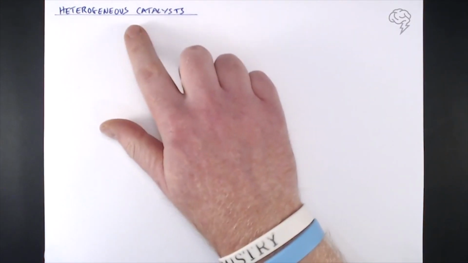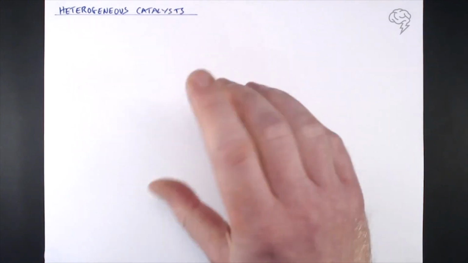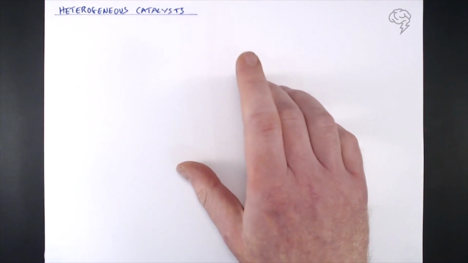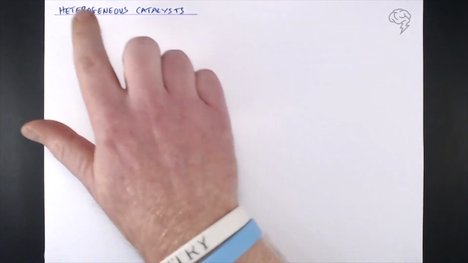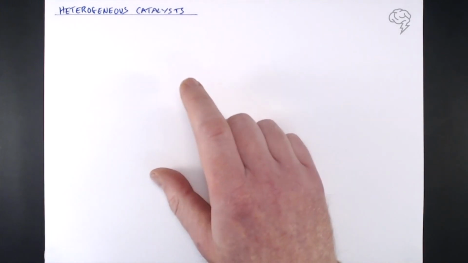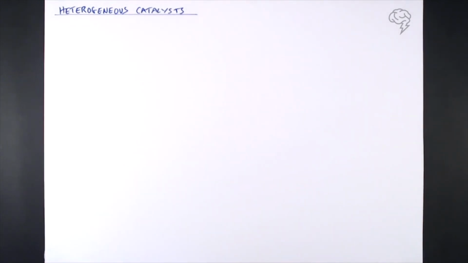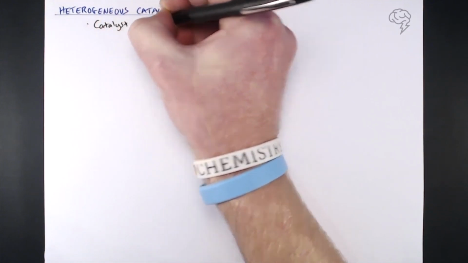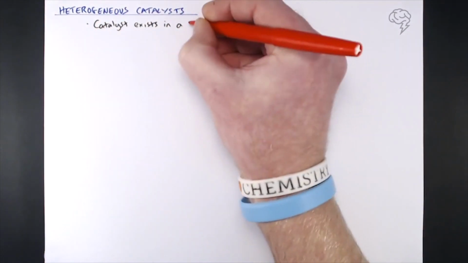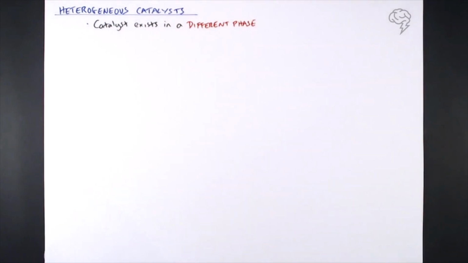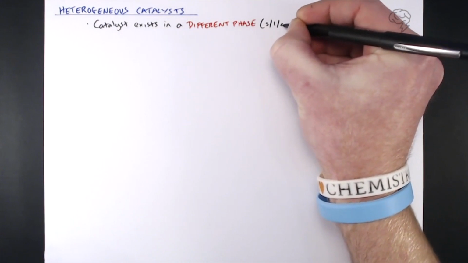On to heterogeneous catalysts. Now we're still talking about transition metals as catalysts and their variable oxidation states that allow them to do that. But what's the difference between a heterogeneous catalyst and what we talked about in the previous tutorial, which was a homogeneous catalyst? As you've probably guessed, a heterogeneous catalyst exists in a different phase. That means solid, liquid, or gas to the reactants of the reaction we're trying to catalyze.